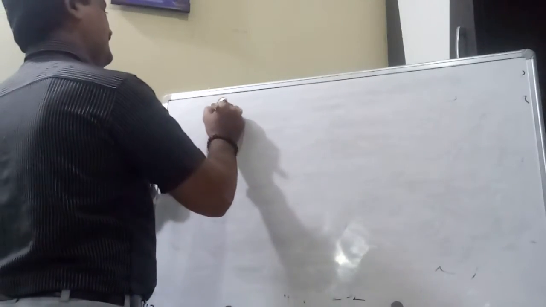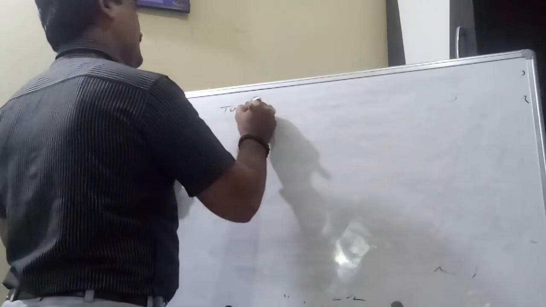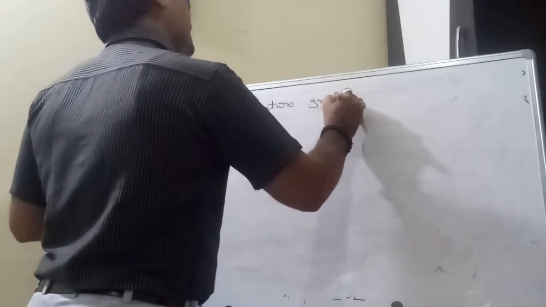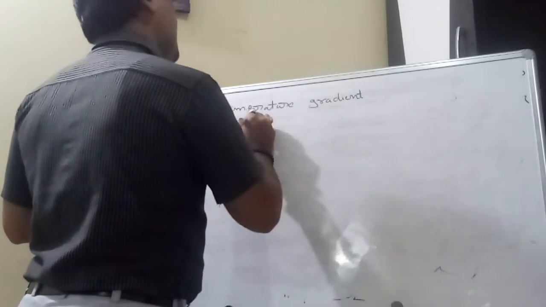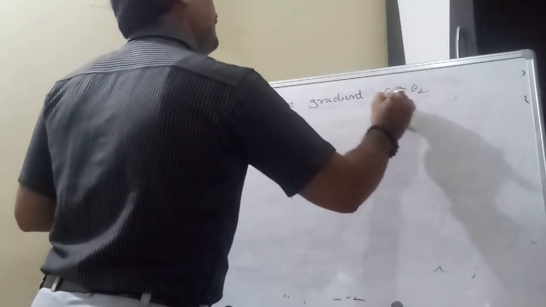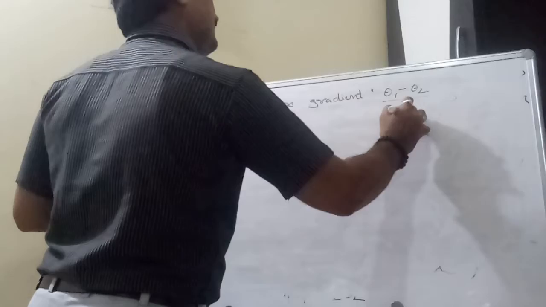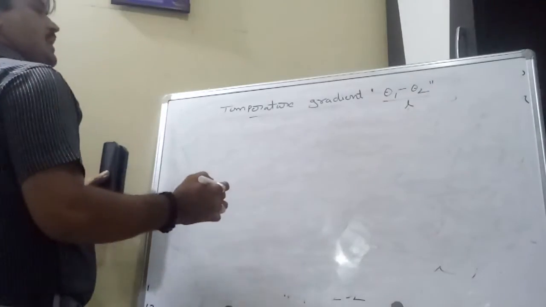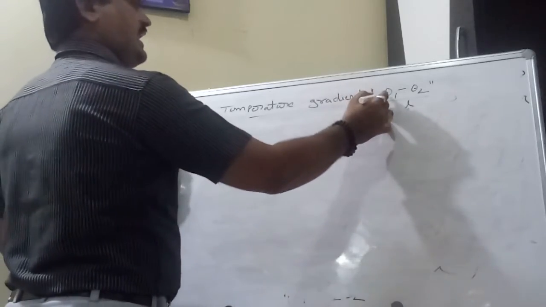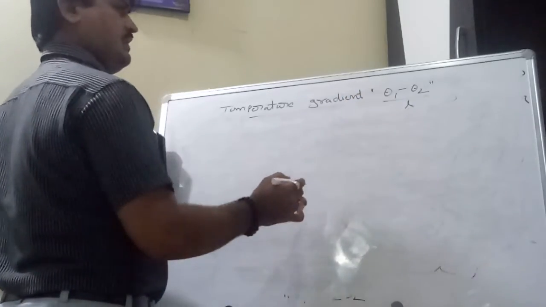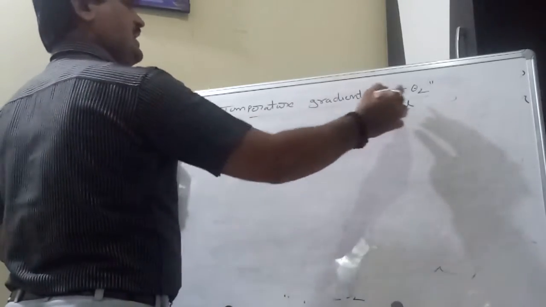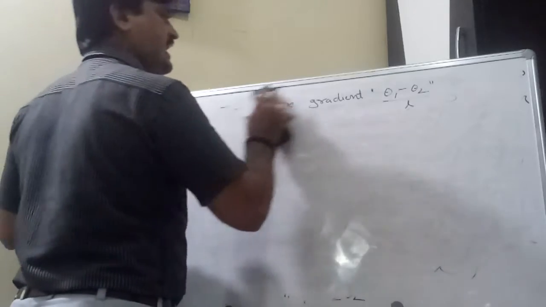Temperature gradient: theta1 minus theta2 by length is called the temperature gradient. The rise in temperature per unit length is called the temperature gradient.